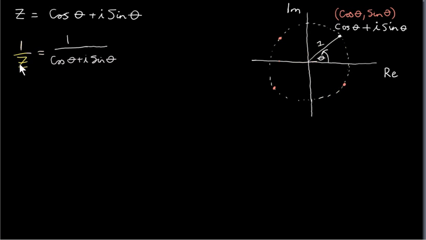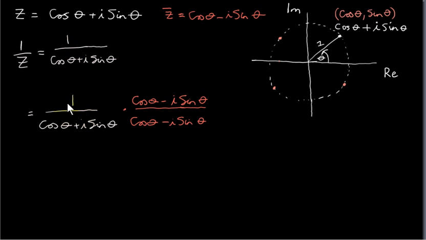Now let's look at 1 divided by z. We have essentially two complex numbers here. We have the complex number 1 plus 0i on top, and the complex number cos theta plus i sin theta in the denominator. And we want to write this as a single complex number.